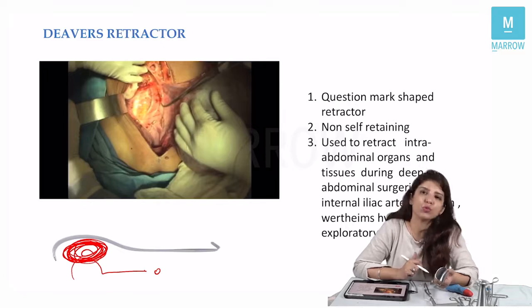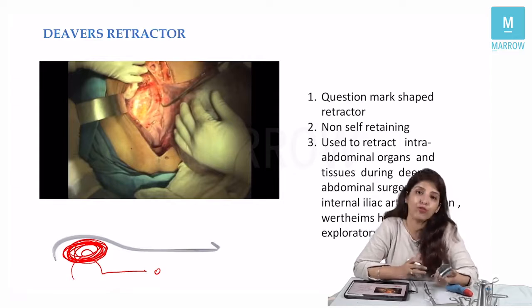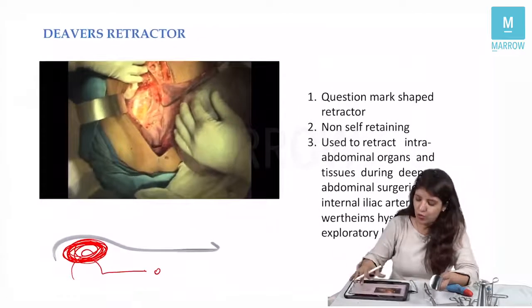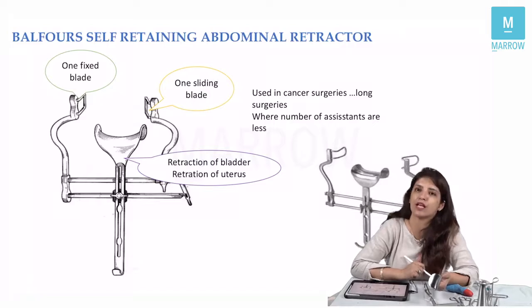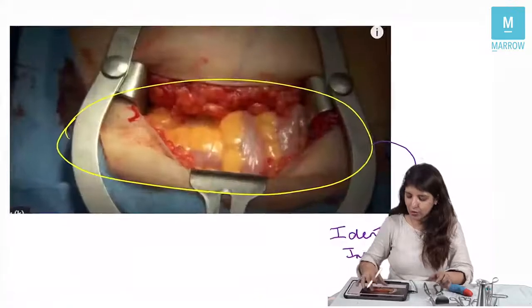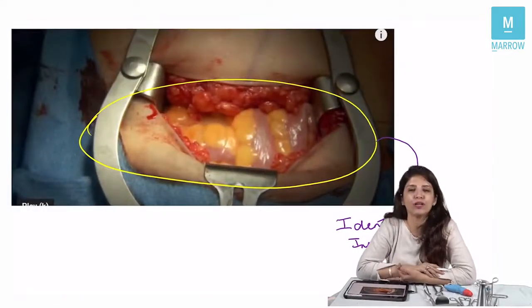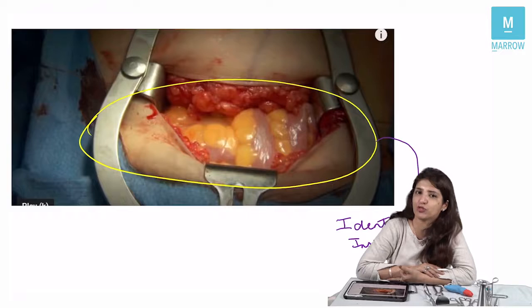But suppose you are doing very long surgeries. For example, you are doing Wertheim's hysterectomy and the number of assistants are also few. In that case, you can use a self-retaining retractor which is called as Balfour's self-retaining abdominal retractor. This is how they can ask you in the image. They can show you a retractor like this and they can ask you to identify this instrument. This instrument is a self-retaining abdominal retractor which is a Balfour's self-retaining abdominal retractor.